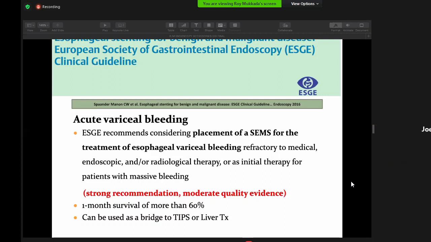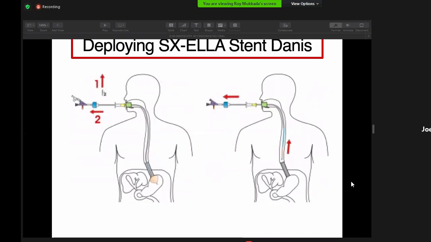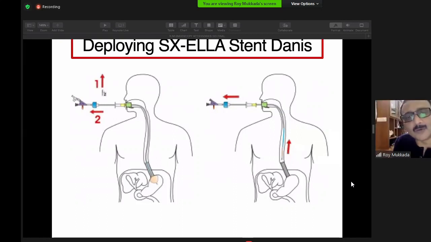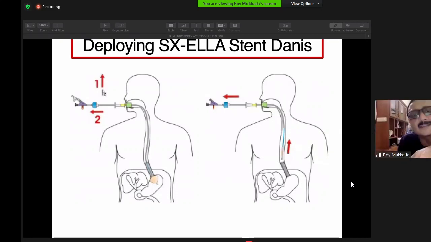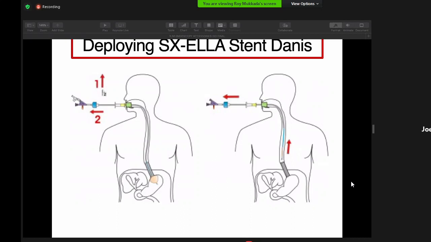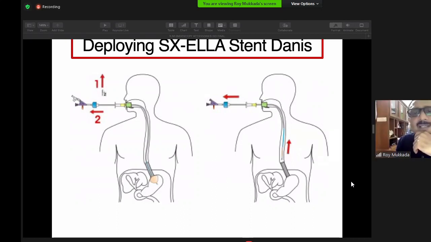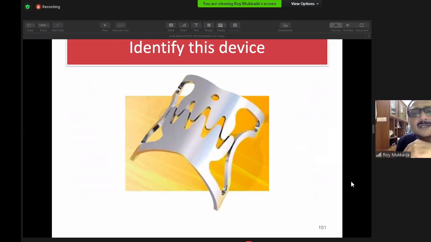The advantage is you need not have an endoscope for this. Sir, I really don't know the steps of deployment. You see that there's a balloon at the tip. You go into the stomach, inflate the balloon, and then release the stent. You need to have an X-ray, fluoroscopy, to make sure that it is in position. So it's very easy to use and very useful in refractory bleeding, especially post-EVL, where you can't manage otherwise.